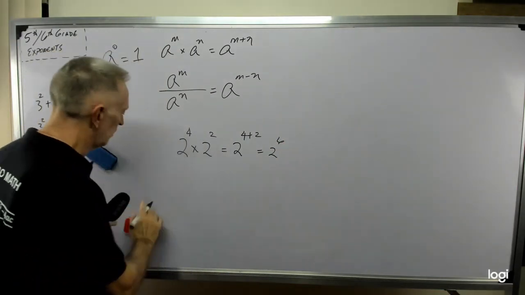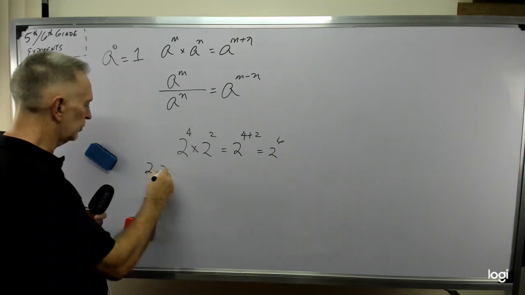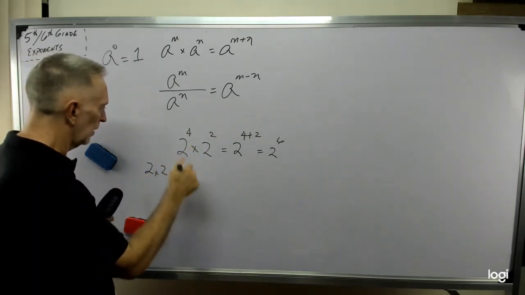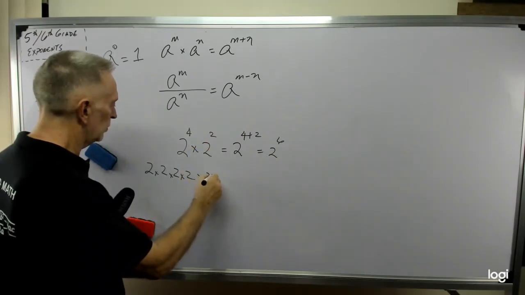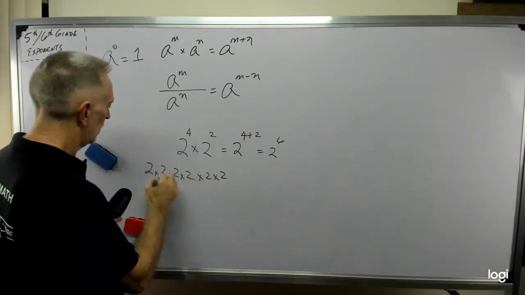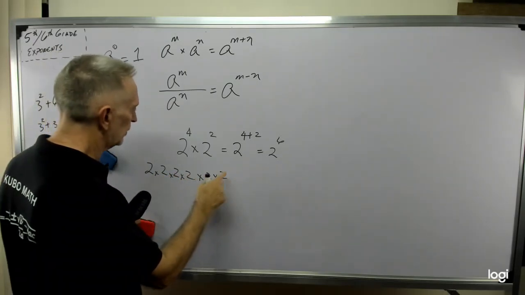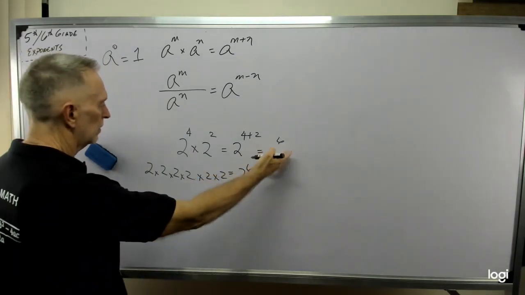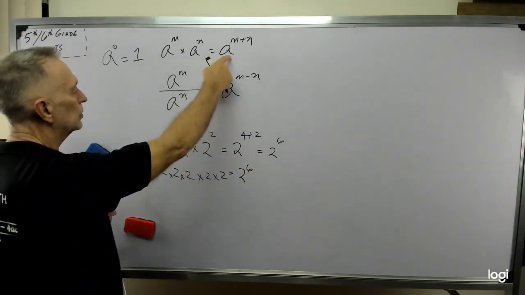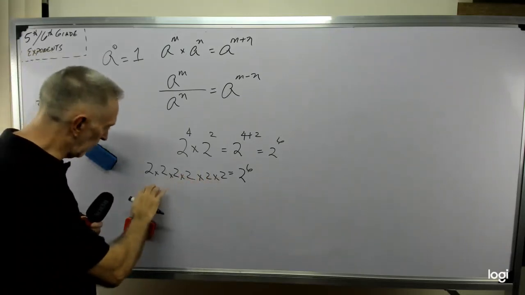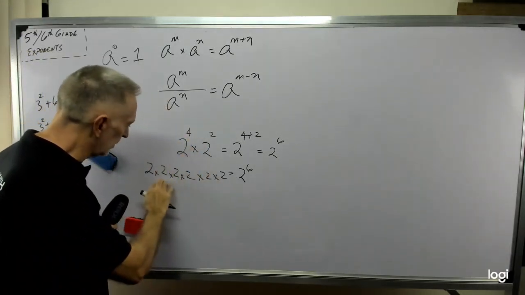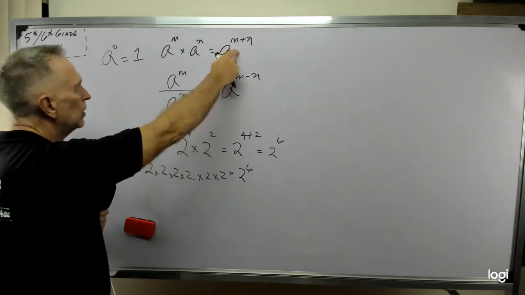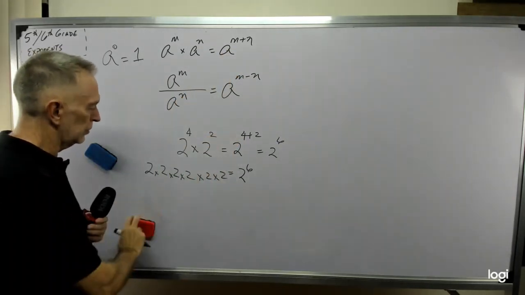Now, how can I do that the old way? We had 2 times 2 times 2 times 2, 1, 2, 3, 4, times 2 times 2, 1, 2, 3, 4, 5, 6. That equals 2 to the 6th power. Much easier to do with the rule than all of this. However, to get it in your head, it's okay to do that, but just know there is a rule that would allow us to do this easier.